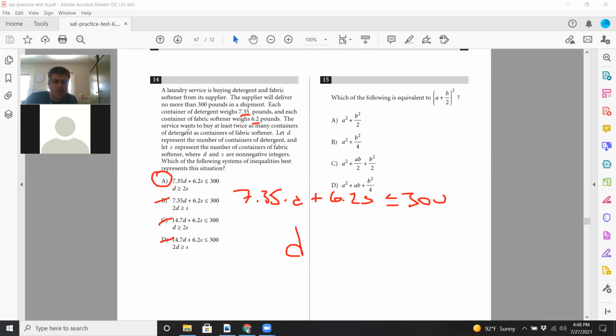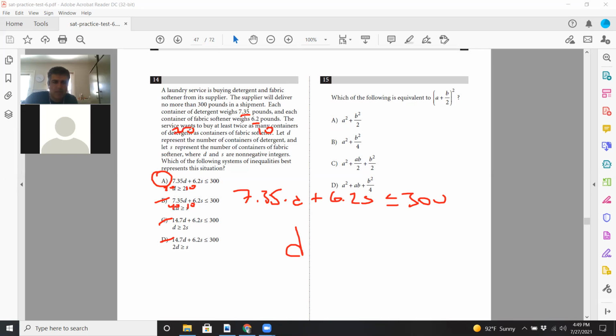They say the detergent has to be at least twice as many containers of detergent as fabric softener. So what if you have like 10 boxes of fabric softener? They need 20 containers of detergent, right? At least 20 containers. If you put in 10 here, then that makes sense, right? That's not going to make too much sense if you put 10 here and 20 there.